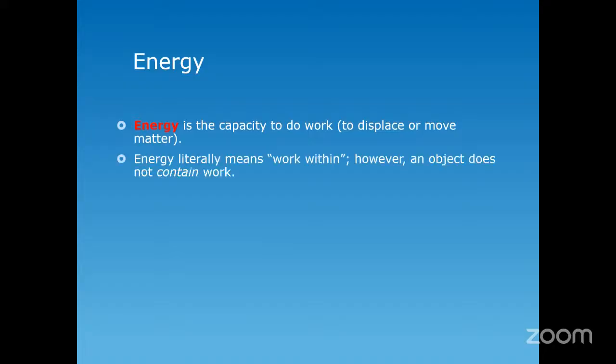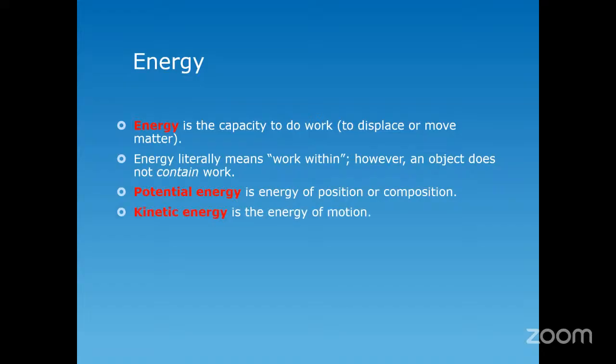And just a little bit more information here. Energy literally means work within, but that's a bit of a misnomer because the object that is subjected to energy input does not contain work, it will gain energy. All right. So as far as energy is concerned, there are two main types. You have potential energy, which is the energy an object has by virtue of position or composition. And then you have kinetic energy, which is the energy an object has by virtue of its motion.